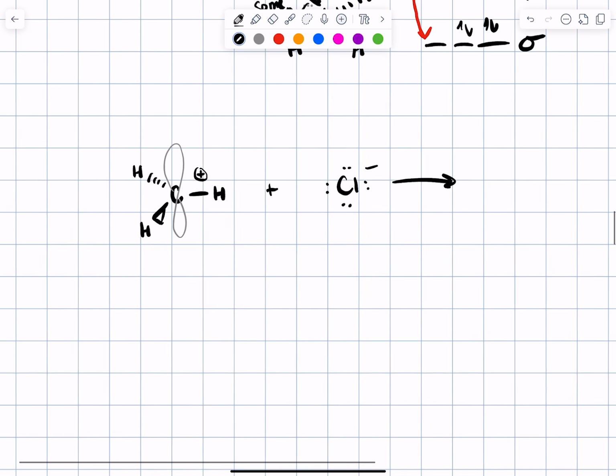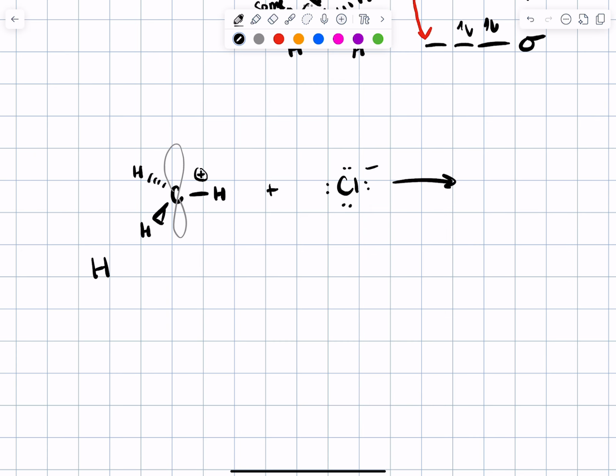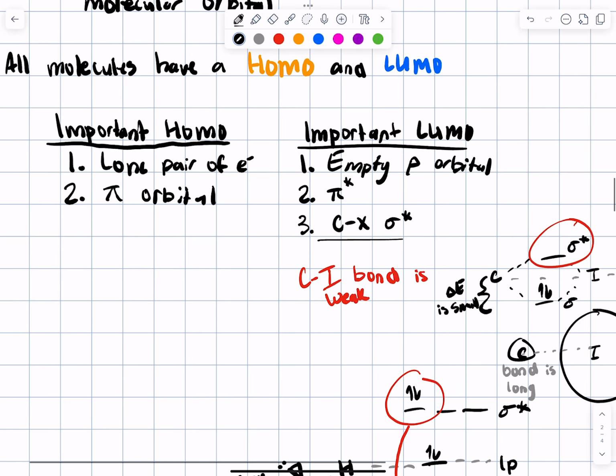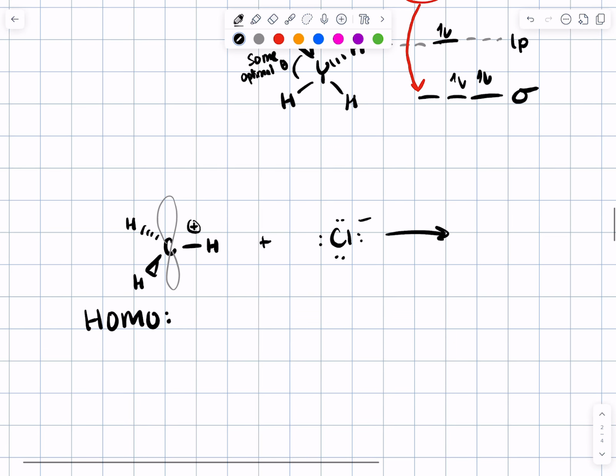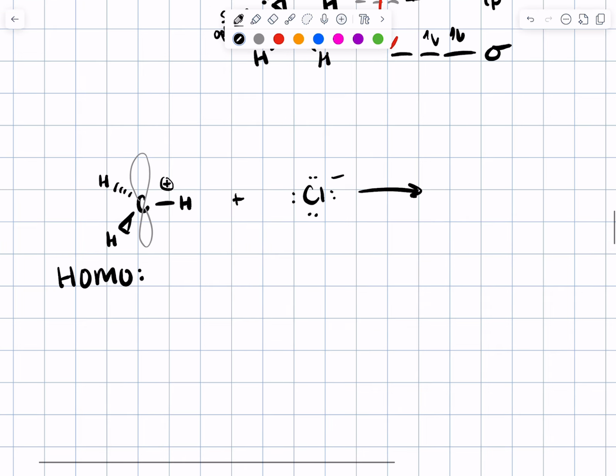So starting with the carbon, my HOMO, let's look at my ranked list. I'm looking for lone pairs and pi orbitals. Do I see any lone pairs in this carbon? No. Do I see any pi orbitals? No, I do not. So whatever my HOMO is, I don't care what it is.